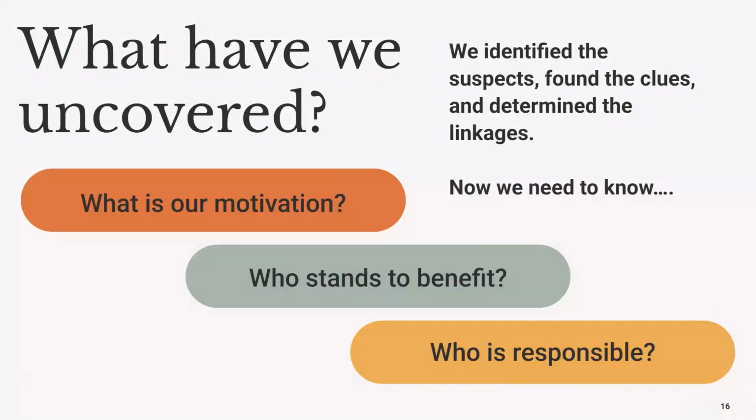So where do we stand in our investigation here? We've identified some suspects, and we found clues about how all of these things link together. So now what we really need to think about is why. What is the motivation behind all of this? Who specifically does this benefit, and who's responsible for what pieces of all of this work? So now we need to figure out the who, what, where, why.